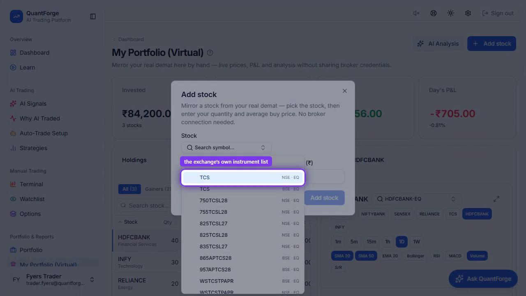Most people will have NSE? Usually, yes. If you are unsure, NSE is the safe pick for a large company. Always select from the list rather than typing it fully, that way the symbol is exactly what the exchange uses.